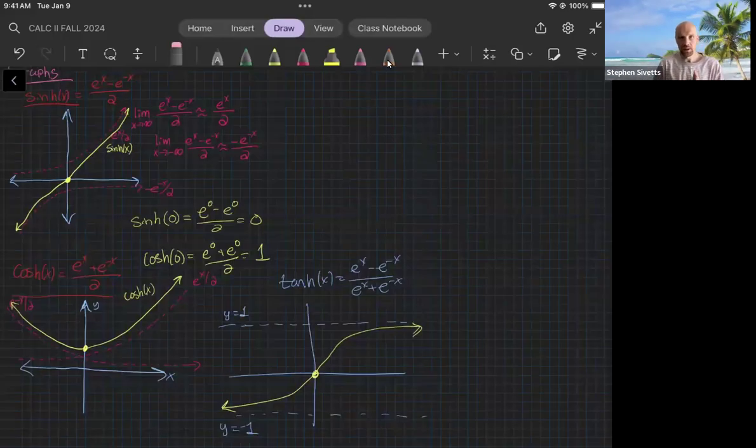All right, everybody, and welcome to a continuation of hyperbolic trigonometry. So this is where we stopped at last time.